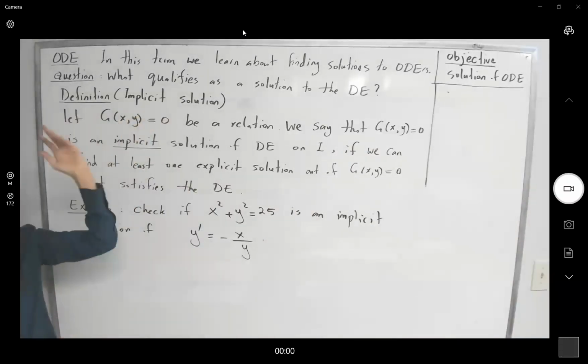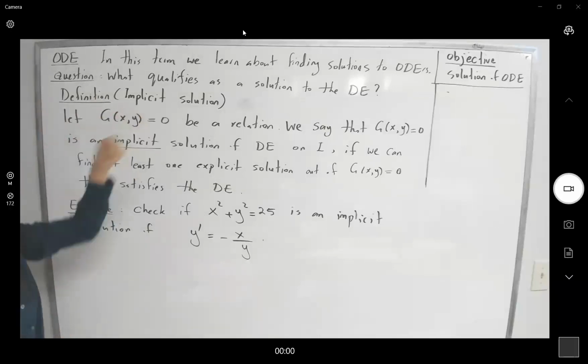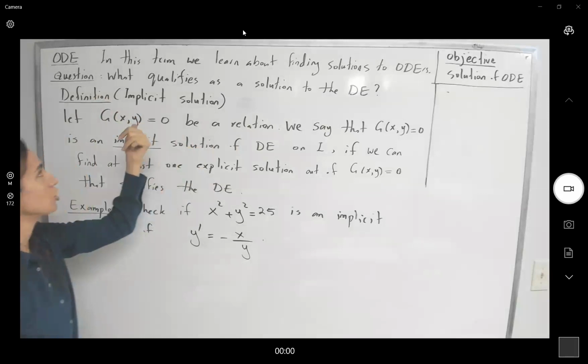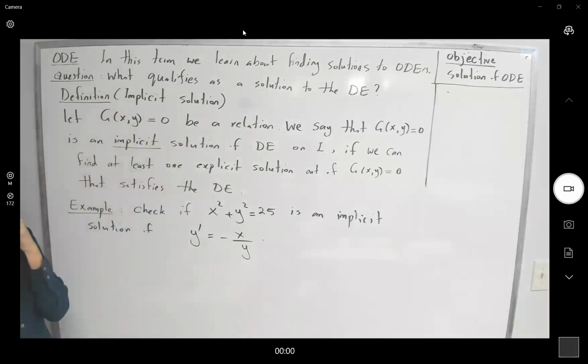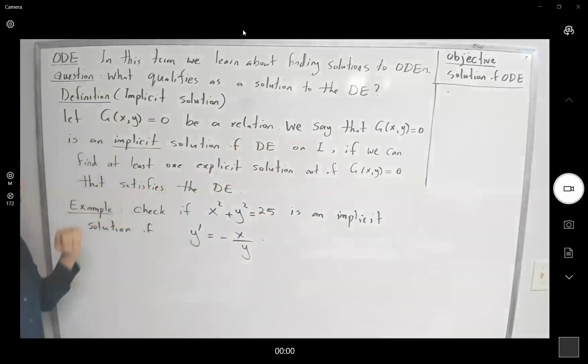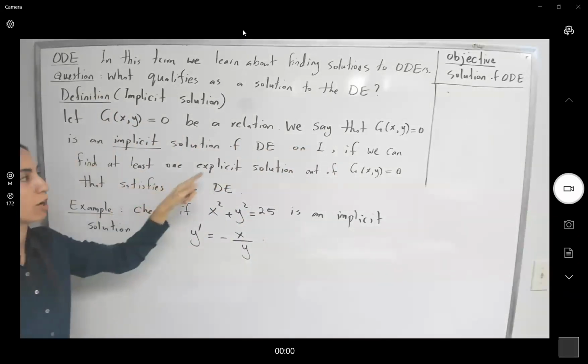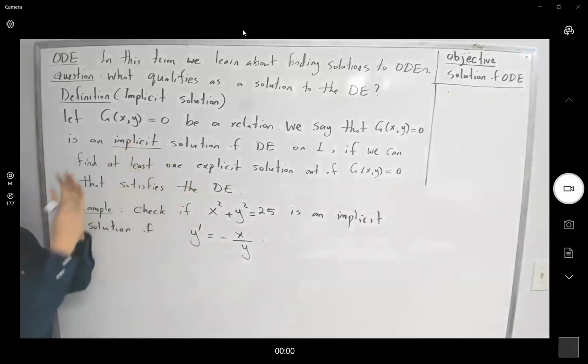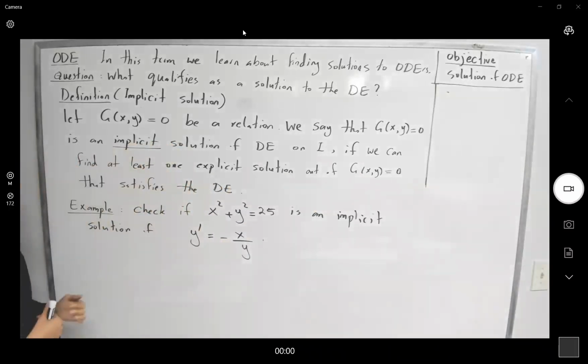So let us read the definition. The implicit solution. The g of x and y equal to 0 is a relation between x and y. We say that this relation is an implicit solution of the differential equation on the interval I if we can find at least one explicit solution out of this relation that satisfies the differential equation.